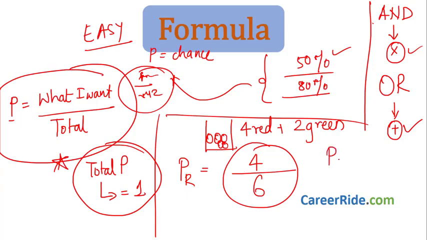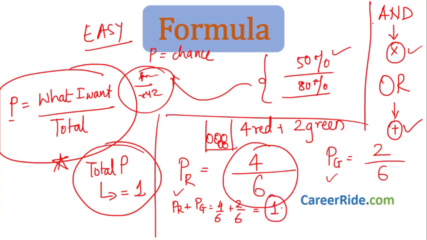Now what is the probability of selecting a green ball? How many green balls are there? 2. How many total balls are there? 6. So there are only 2 types of balls. Either we can pick up the red ball or we can pick up the green ball. So what is the total probability? Probability of picking the red ball plus probability of picking the green ball, that would be 4 by 6 plus 2 by 6, that would be 6 by 6, that is 1. So total probability is 1.